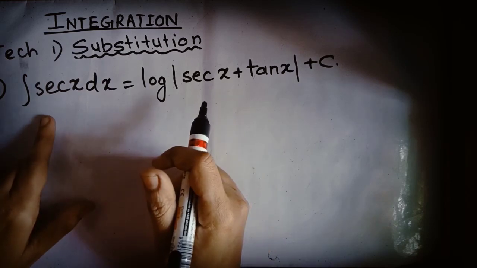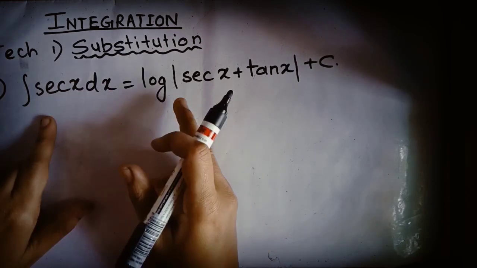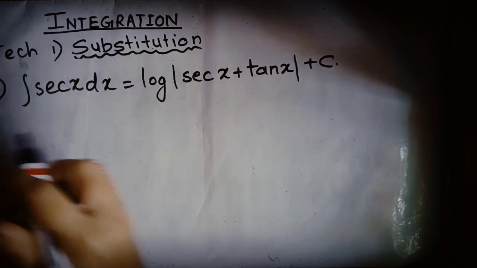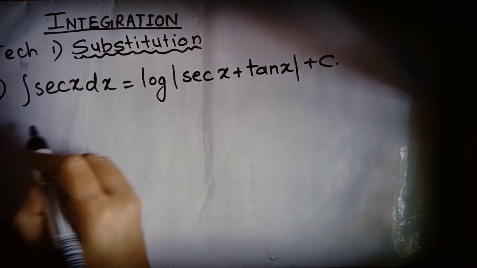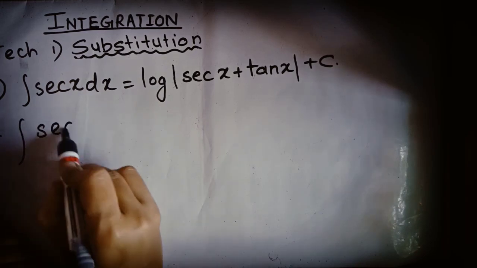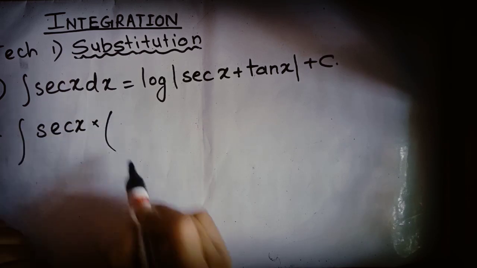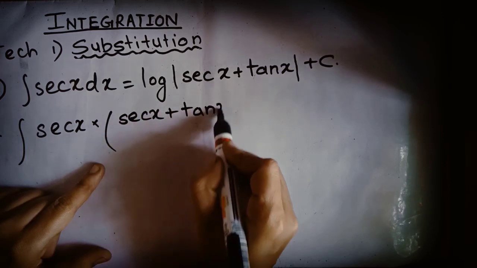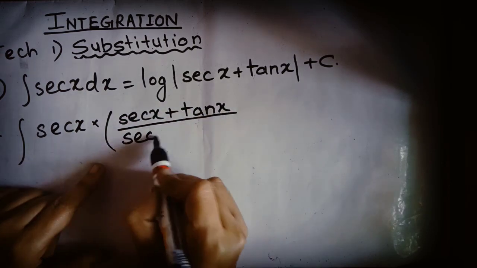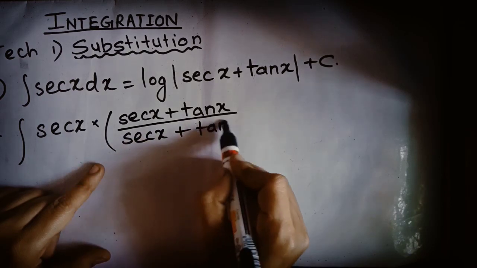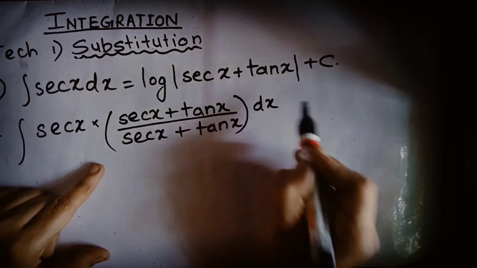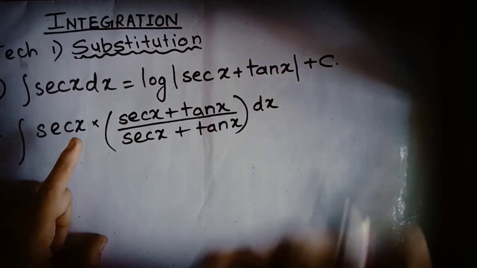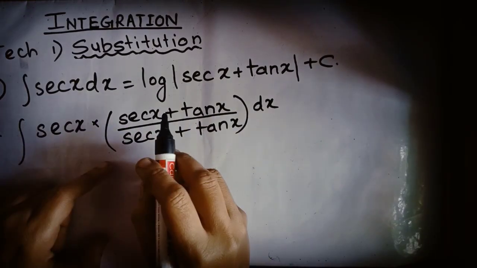Let's solve this integral of sec of x. We have to prove it is log of mod of sec of x plus tan of x plus c. Okay, let's start. Sec of x, you can write this as sec of x into sec of x plus tan of x upon sec of x plus tan of x dx. So we are multiplying numerator and denominator by sec of x plus tan of x.